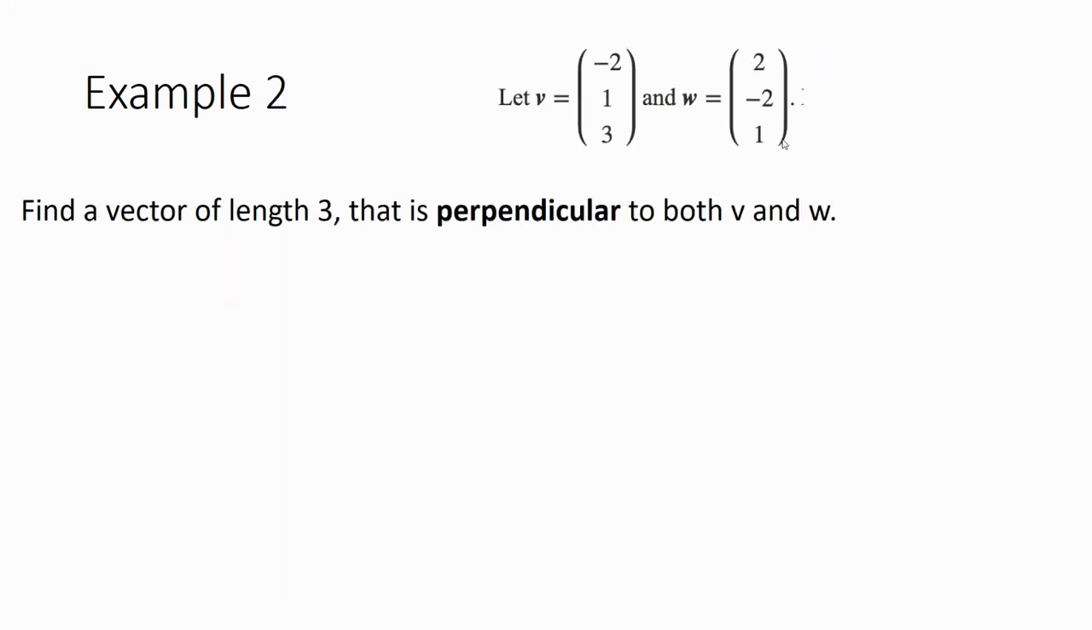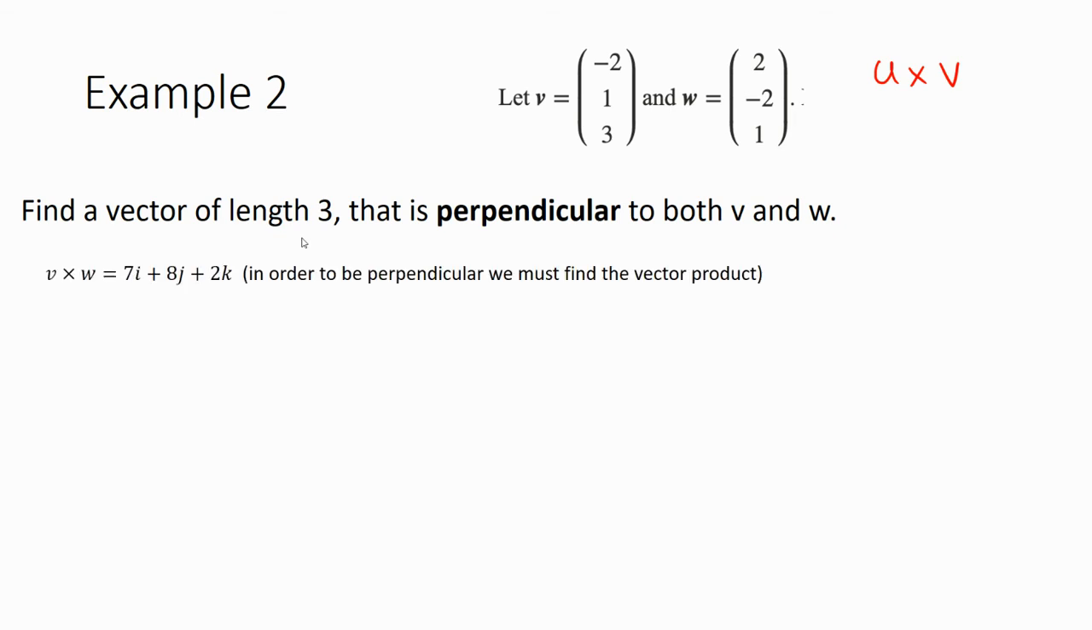Okay, now we want to find a vector of length 3 that's perpendicular to both v and w. Because remember, if we find v times w, we're finding a perpendicular vector. But now we just want that vector to be of length 3. So we're going back to a few lessons ago, how we did that. The first thing we need to do is find that vector, but these are the exact same vectors I just did. So we got 7i plus 8j plus 2k, and now we just need to make it a length 3.